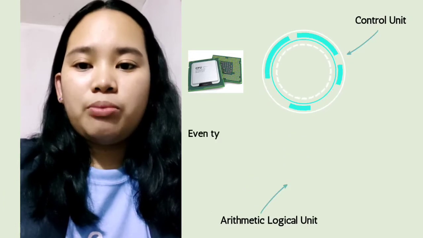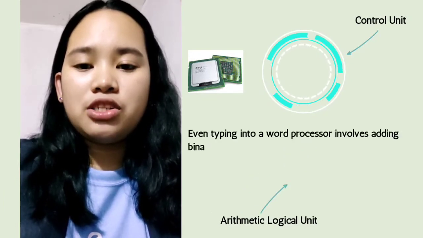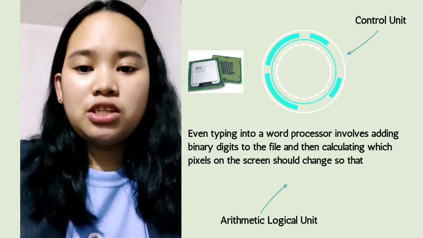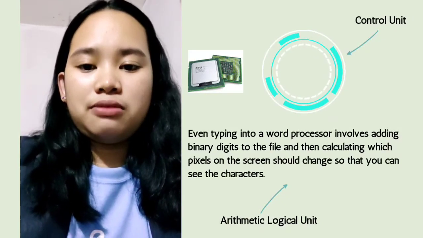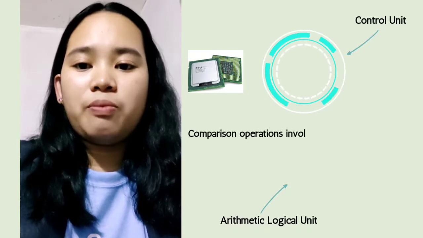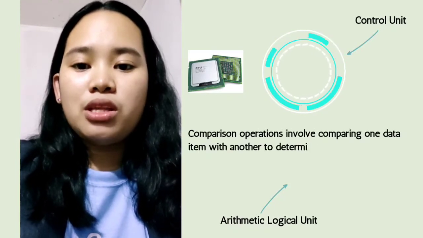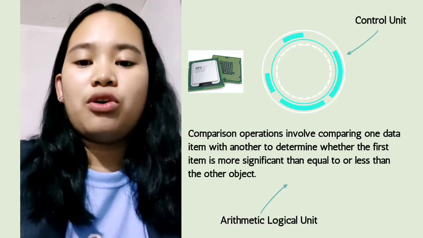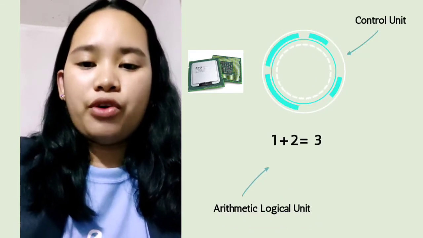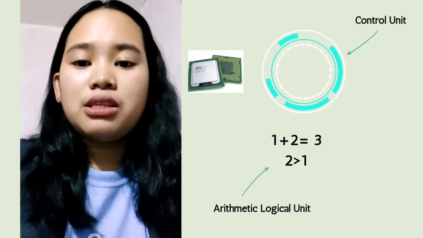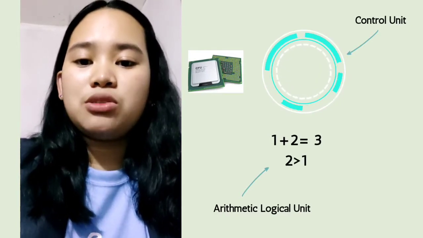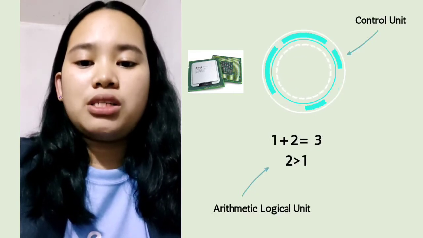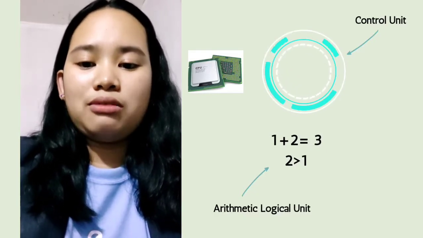Even typing into a word processor involves adding binary digits to the file and then calculating which pixel on the screen should change so that you can see the characters. Comparison operations involve comparing one data item with another to determine whether the first item is greater than, equal to, or less than the other item. For example, the arithmetic part deals with calculation, like 1 plus 2 is equal to 3, and the logic part deals with any logical comparison, like 2 is greater than 1.